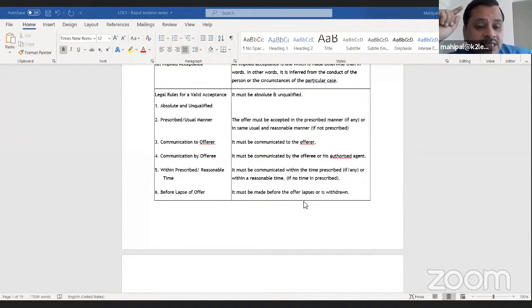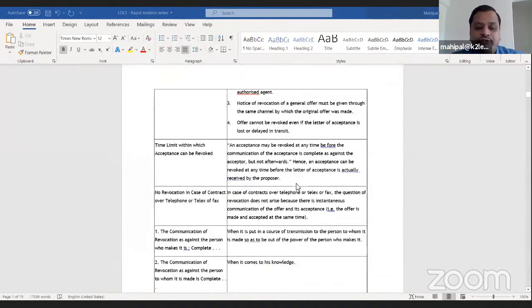The communication of acceptance must be given to the offerer himself. Communication by the offeree must be given by the offeree or his authorized agent. It must be given within a prescribed time, and if the time is not prescribed, within a reasonable time, and it must be made before the lapse of the offer. These are the important points you have to remember from your examination point of view.